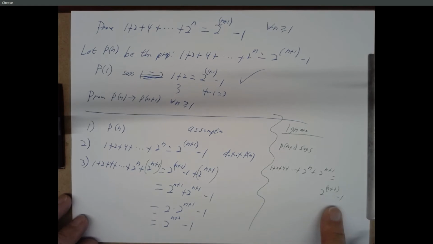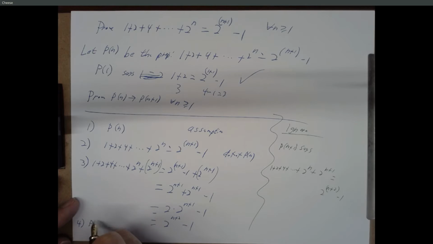So it's the same punchline as always. P of n plus 1. And so P of n implies P of n plus 1. Therefore, P of n for all n bigger than or equal to 1, QED. I always run out of space at the bottom of these.